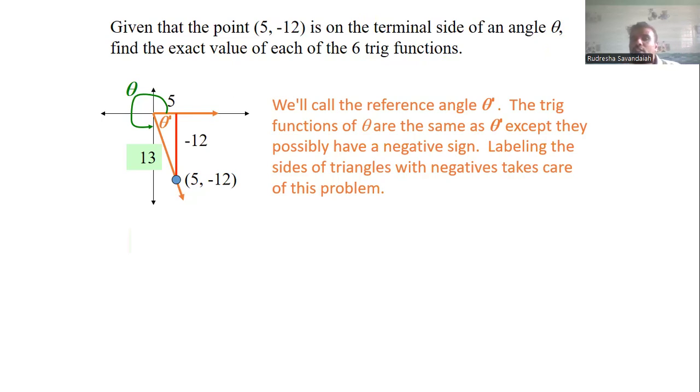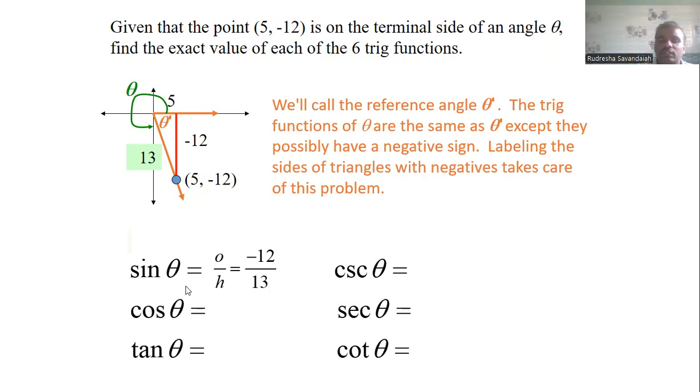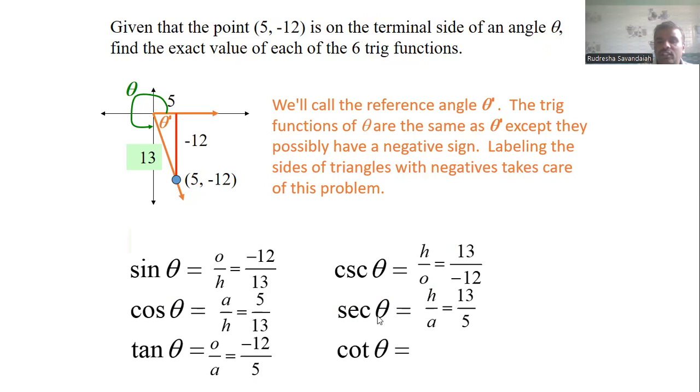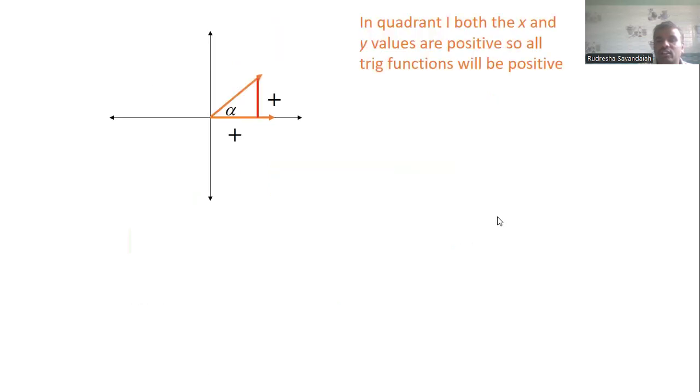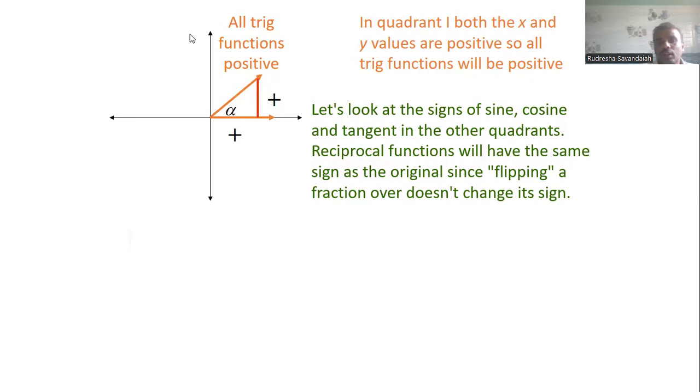We will call the reference angle theta, as the trigonometric functions of theta are the same, except for the possibility of a negative sign. Labeling the sides of the triangle with negatives takes care of this problem. Sin theta, cos theta, tan theta, cosecant theta, secant theta, cot theta. In quadrant one, both the x and y values are positive, so all the trigonometric functions will be positive.